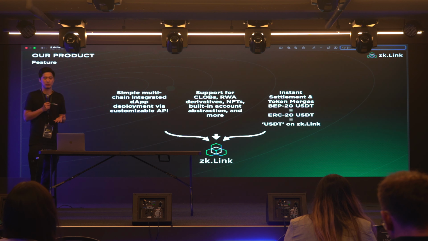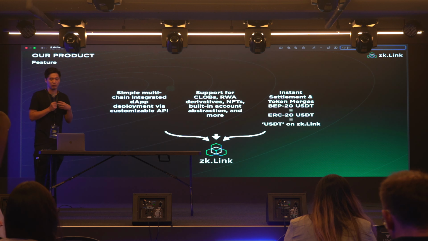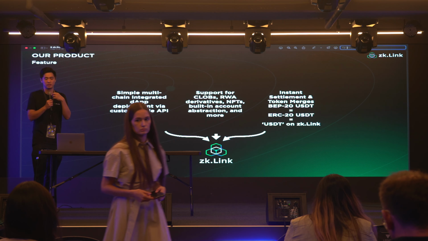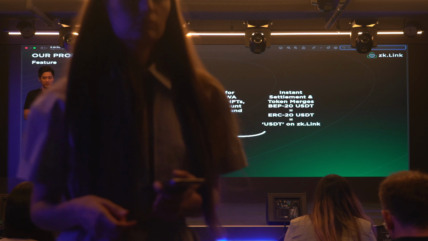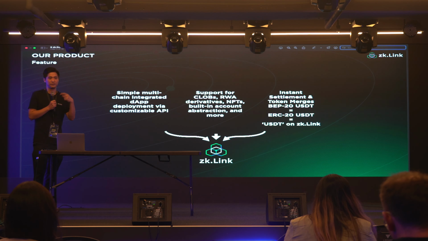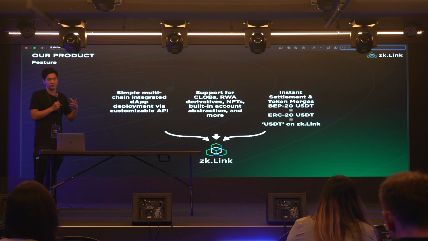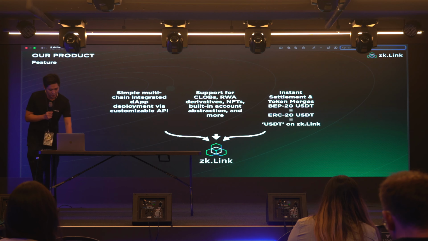Currently we can support a few types of applications, including central limit order books, AMMs, RWA derivatives, NFT issuance and trading, with built-in account abstraction to facilitate the user experience to enable mass adoption that we have often been discussing about. And within our execution layer, we also enable instant settlement execution and faster finality. We can settle the transaction directly on chain, so it's a faster finality compared with the optimistic rollups, as we're doing this through a classic zk rollup structure.